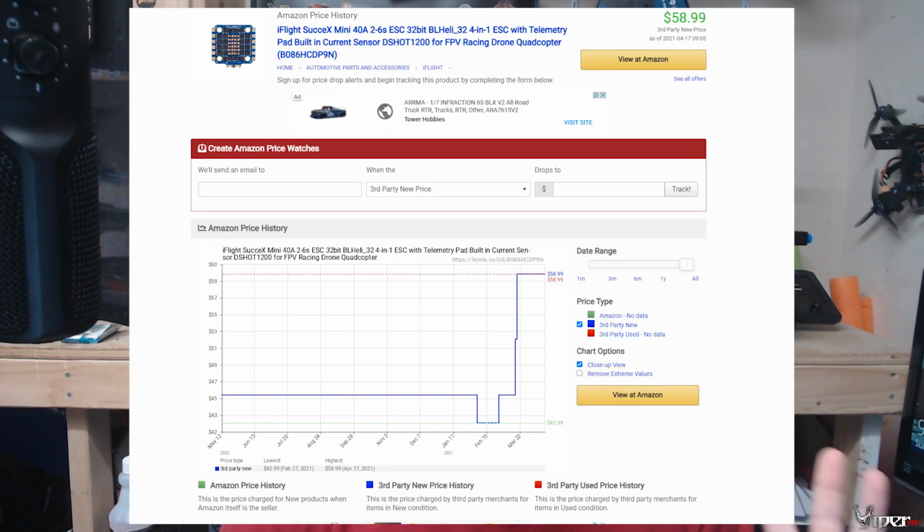So if I was going to be looking at building a quadcopter in the next month or two, I would probably want to stock up on parts now, before you get caught and everyone has a price increase. So let's look at this one here.